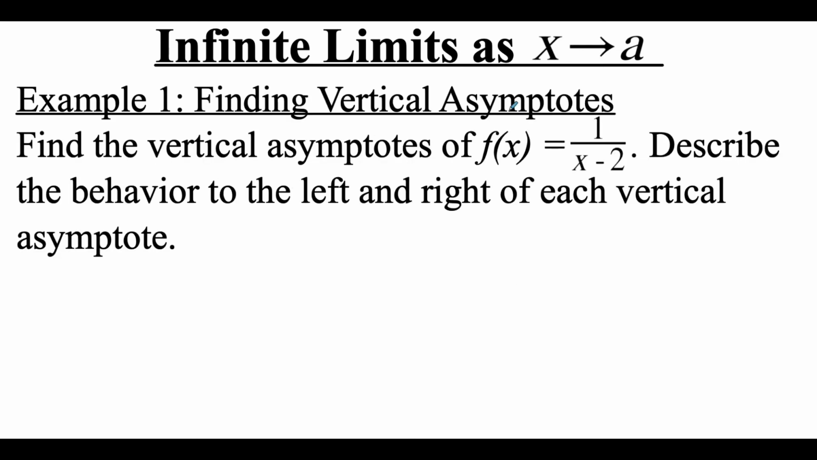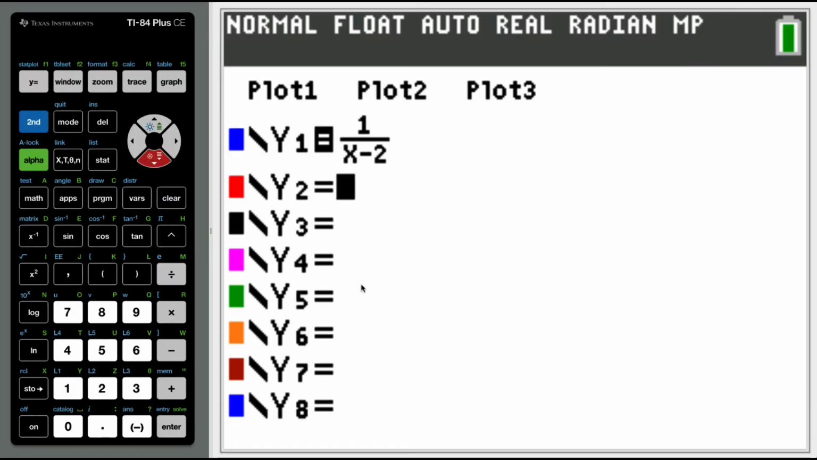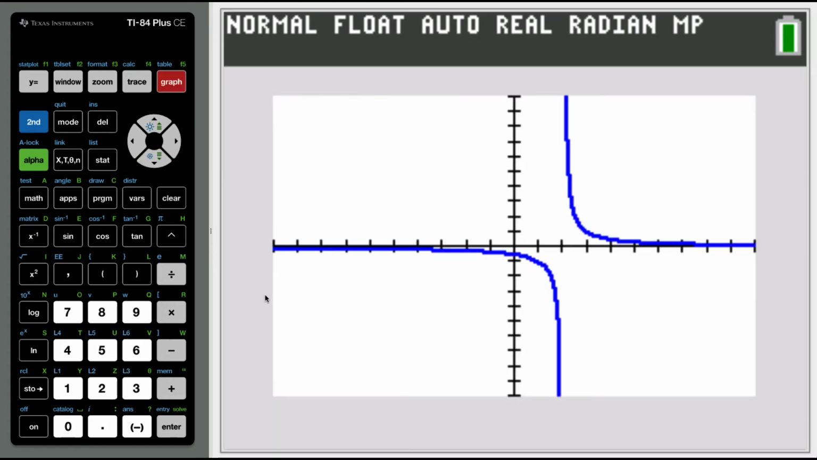So in this example, we're going to look at finding the vertical asymptotes for the function f of x equals 1 over x minus 2, and we're going to describe the behavior on the left side and the right side of any vertical asymptote that we find. So we're going to use our calculator to help us out. In my calculator, I've got that function typed in, 1 over x minus 2. I'm going to hit graph, and I'm looking for any place where my graph goes up forever or down forever.